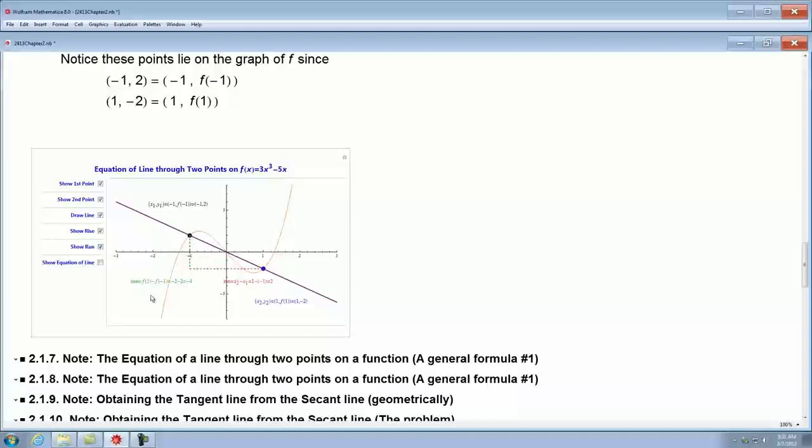The run is my x2, which is my 1, minus my x1, which is negative 1. So again, 1 minus negative 1 is 2. So my slope of my line will be my rise divided by run. So my slope should be negative 4 divided by 2, which is negative 2. Let's keep that in mind.